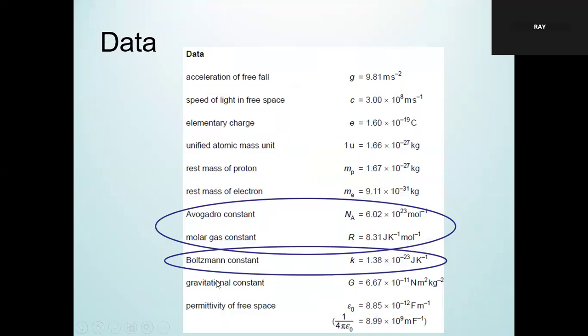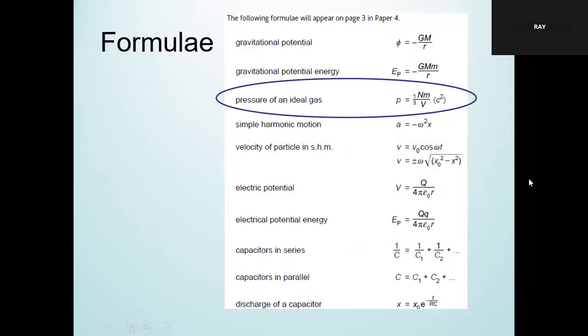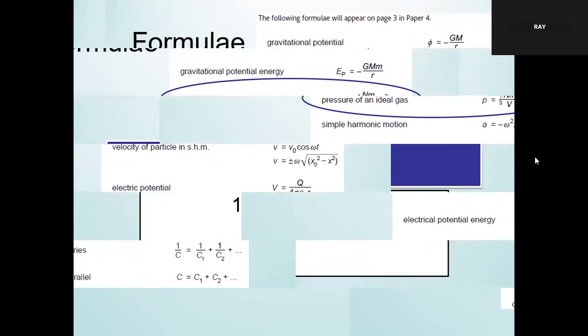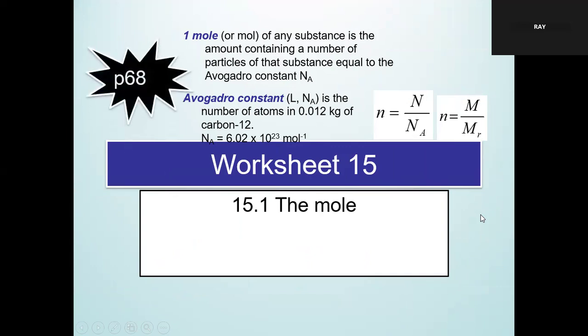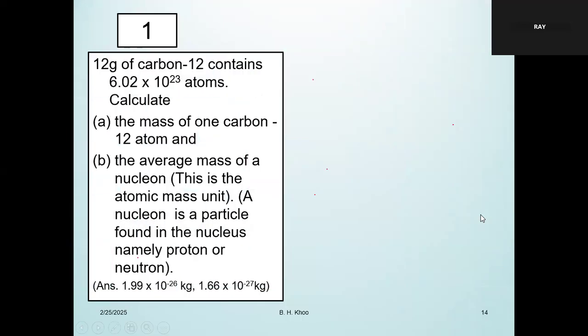You can find the formula in your data sheet. R is given. k is Boltzmann's constant. We will show you how these two are related. And this is also the formula given. Okay, so let's do some examples. Worksheet 15, page 68. Try this one.